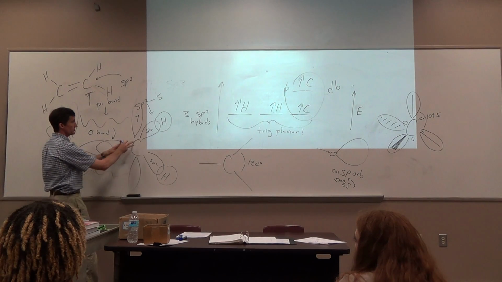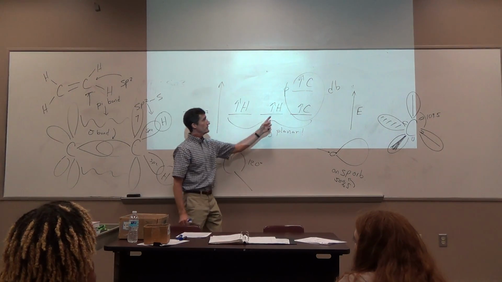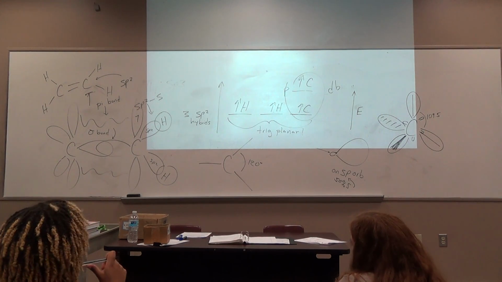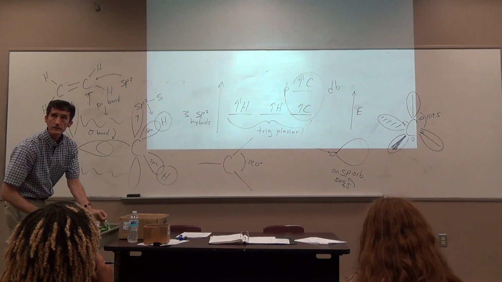Put your hybrid set to geometry. Your hybrids are in there in trigonal planar. Here, a p orbital is left over. Questions? Let's do the sp.